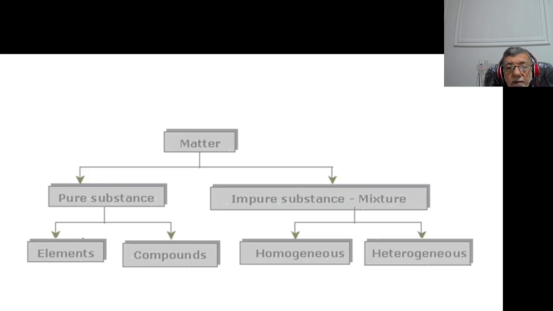The matter in general is of two types, either pure substance or impure substance. Pure substance is either element or compound. Impure substance is mixture, and this mixture is also either homogeneous or heterogeneous.